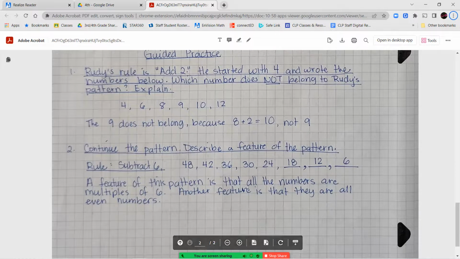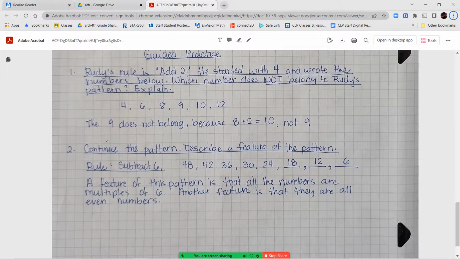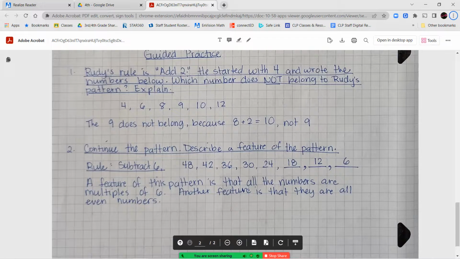And for number 2, it says continue the pattern, describe a feature of the pattern. So the rule they gave us is subtract 6. So 48, 42, 36, 30, 24. So I'm going to keep subtracting 6. Next is going to be 18, and then 12, and then 6.